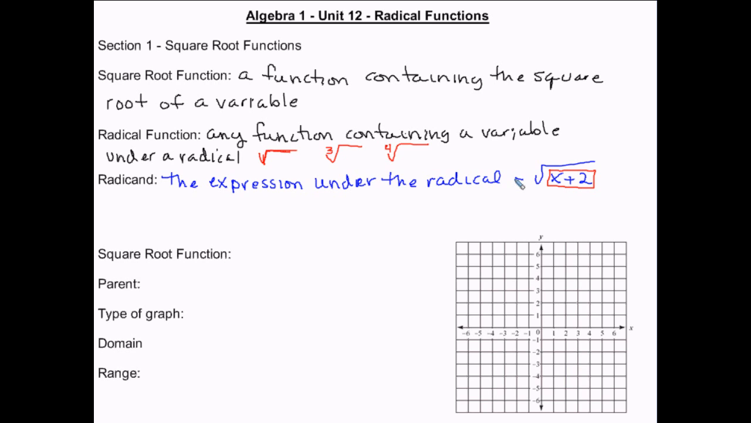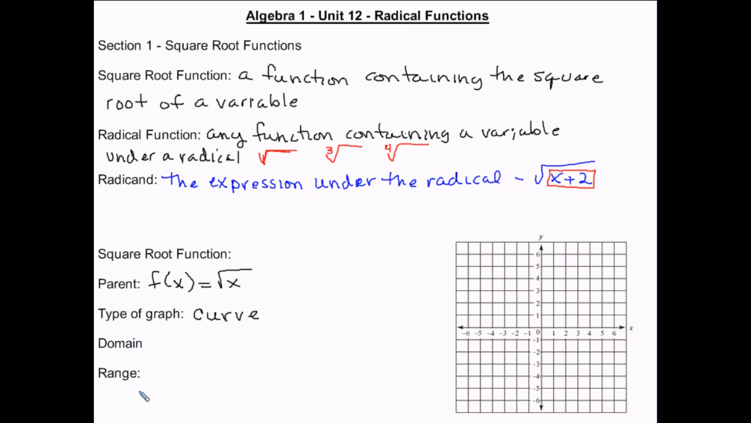Now our square root function, in its very basic form, we talk about the parent function, is f of x is equal to the square root of x. Our parent linear function is y, or f of x equals x. So our parent square root function is y equals the square root of x, or f of x equals the square root of x. And this is the most basic version of a square root function. The type of graph is a curve.